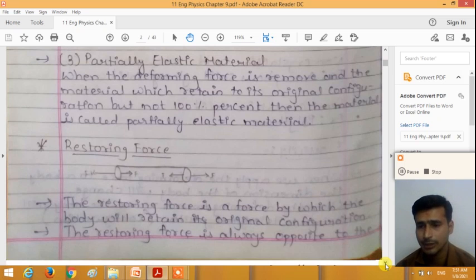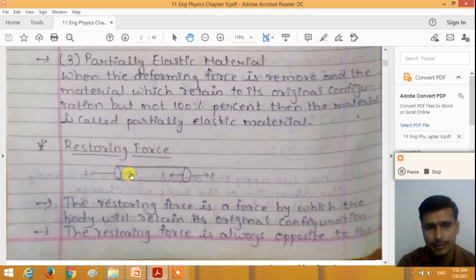The first important point of the chapter is that when we apply a deforming force on the body, the dimension of the body will change, right? And when we remove the applied deforming force, the body will retain its original position. Why? Because of the restoring force produced in the body, right? So what do you mean by the restoring force?